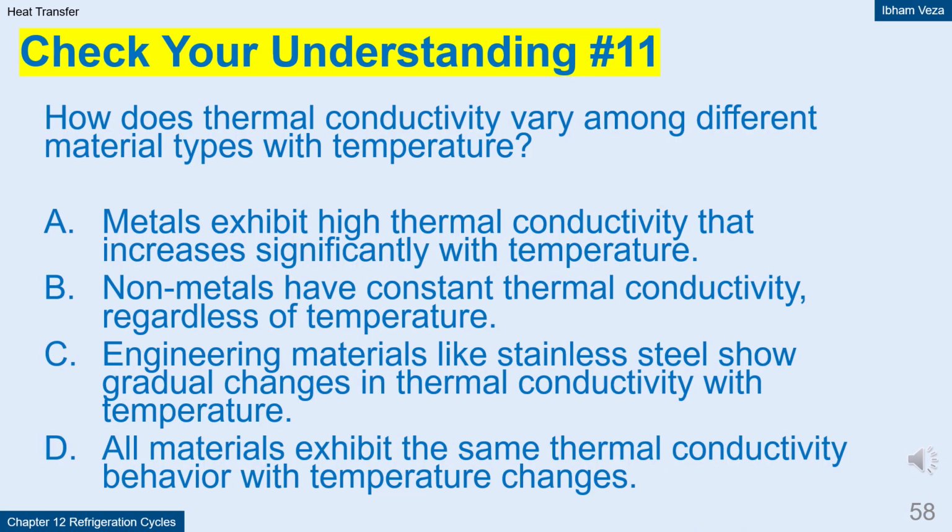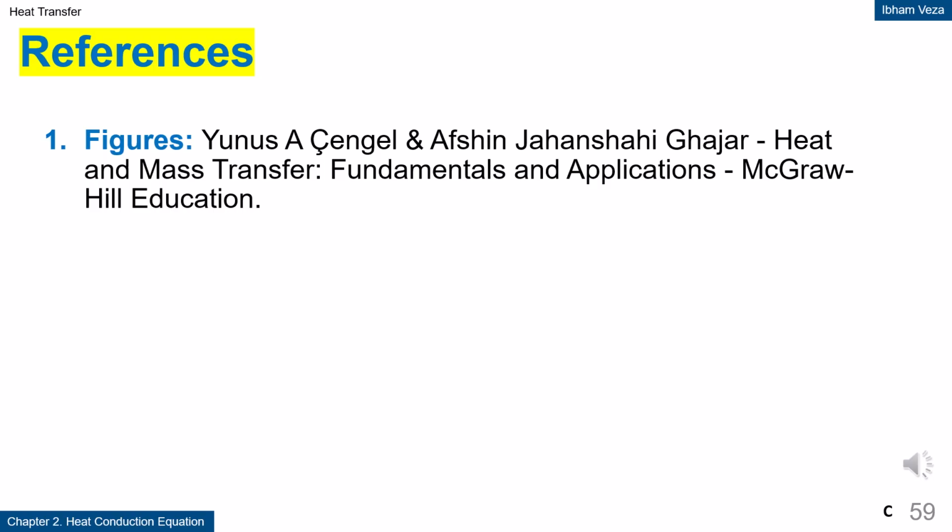The answer is C. Engineering materials like stainless steel show gradual changes in thermal conductivity with temperature. Explanation of incorrect answers. A. Incorrect. Metals typically have high thermal conductivity, but it decreases slightly with increasing temperature, not increases significantly. B. Incorrect. Nonmetals have thermal conductivity that varies significantly with temperature, not remains constant. D. Incorrect.